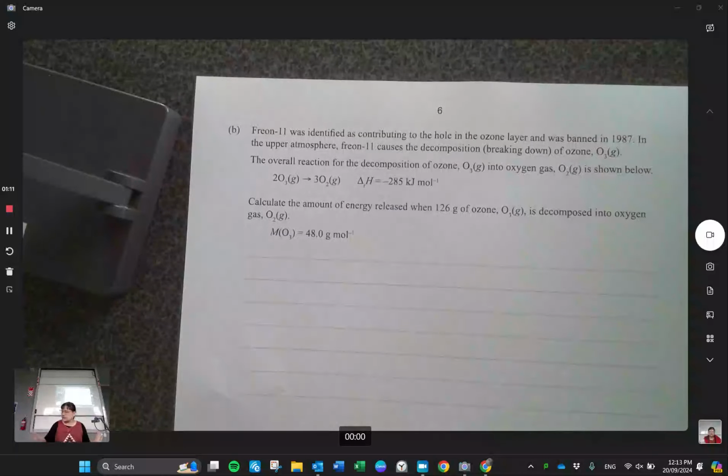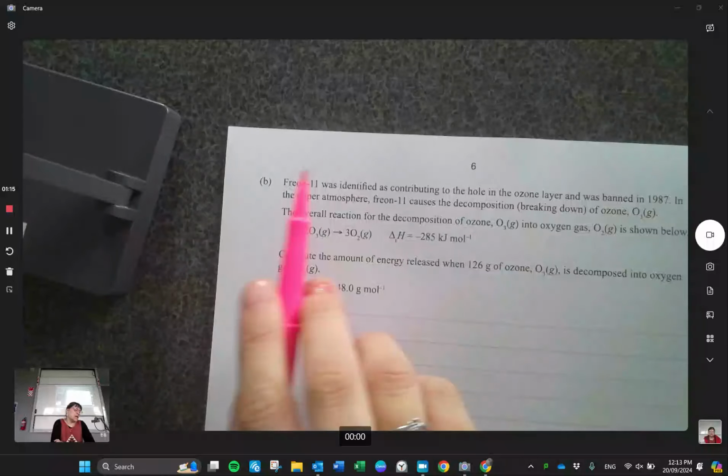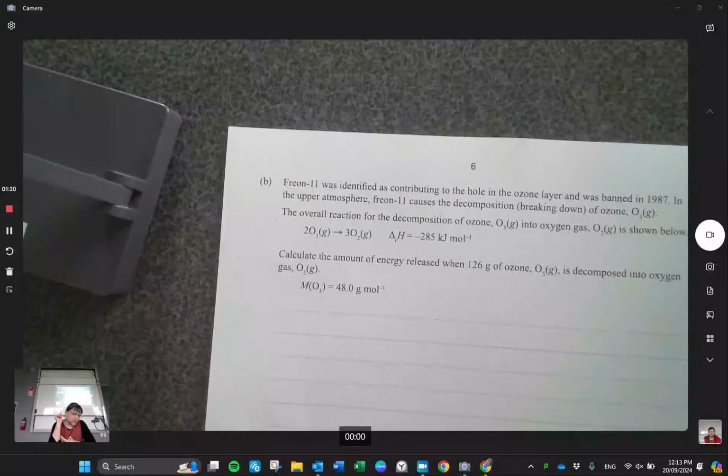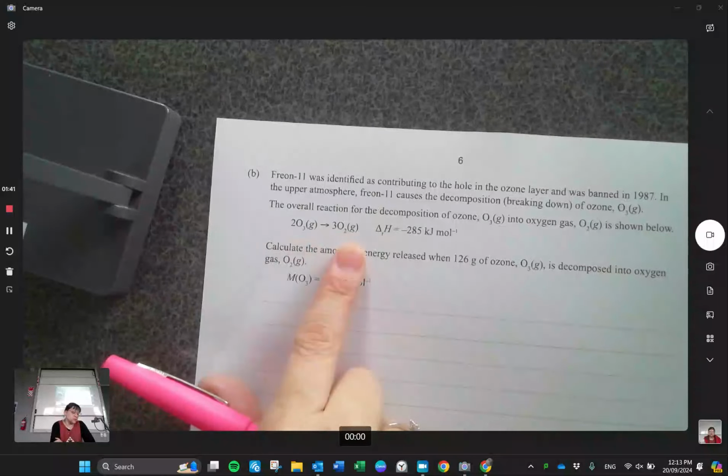Let's see what we're looking at. Let me get a pen. Okay. So once again, we're talking about Freon because that was the theme of this kind of test in 2022. So Freon has been identified as contributing to the hole in the ozone layer. So it was banned in 1987. In the upper atmosphere, Freon 11 causes decomposition, aka the breakdown of ozone, which is O3. The overall reaction for decomposition of ozone into oxygen gas is shown below, which is there.